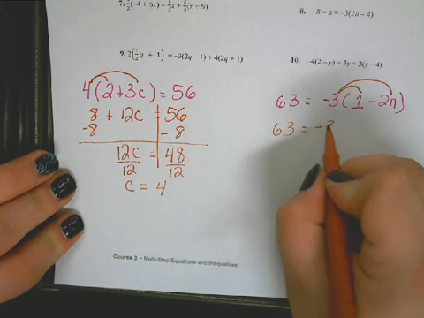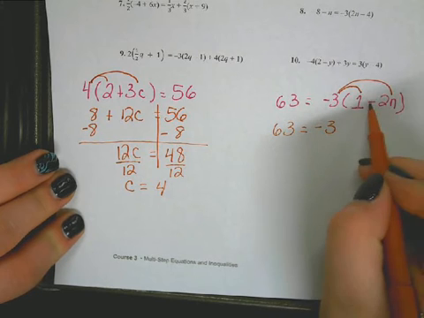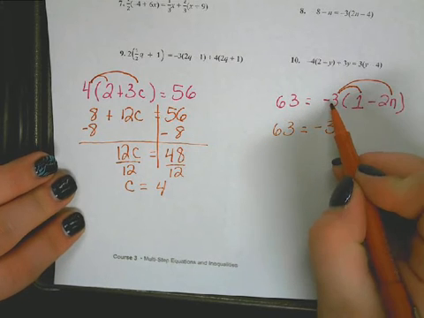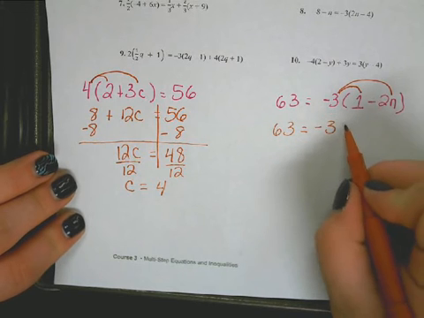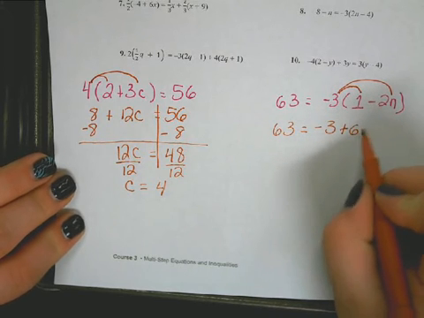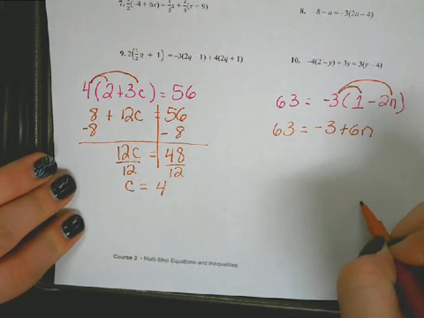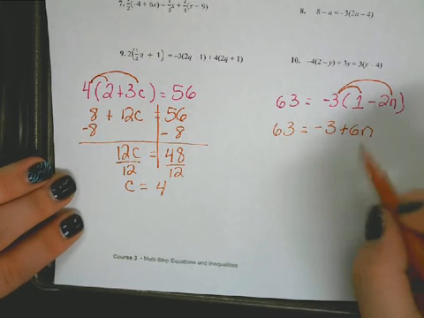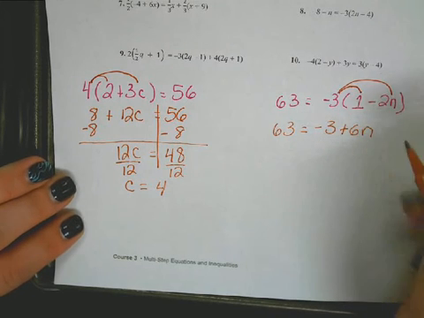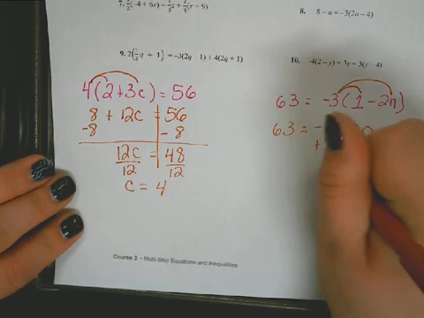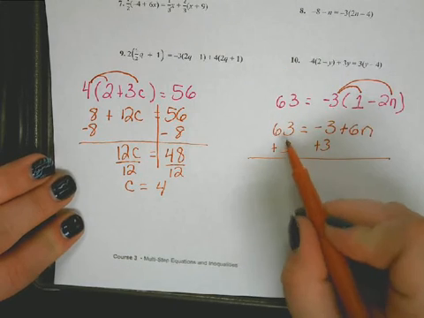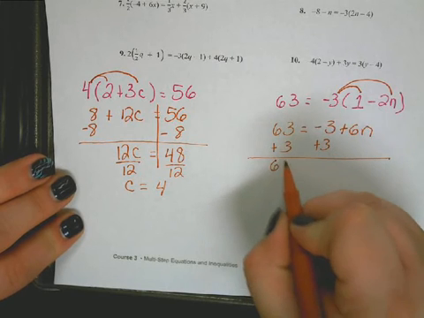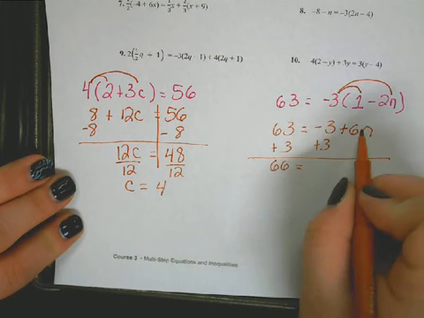Now I can solve. Again, I don't have variables on both sides, so I can add 3 to each side. So 63 plus 3 gives me 66 equals 6n. That did not change. One-step equation, divide by 6. 66 divided by 6 gives me 11. So 11 is equal to n.